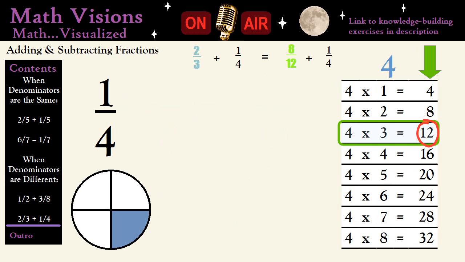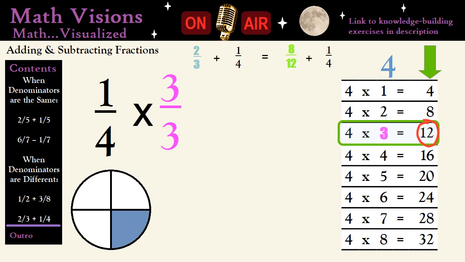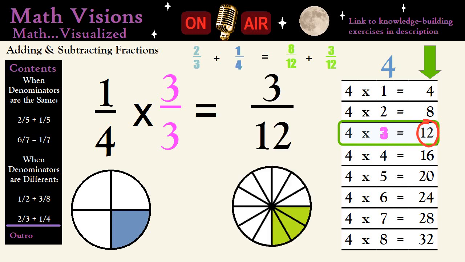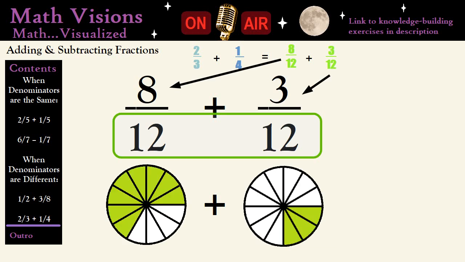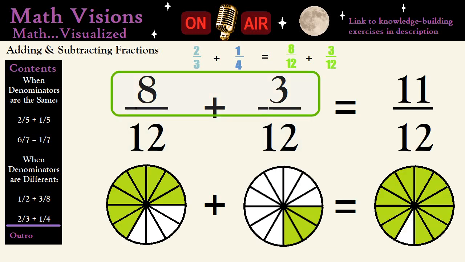We then convert the next fraction, 1/4, into 12ths. Since we had to multiply 4 by 3 to get 12, we multiply the numerator and denominator by 3 and get 3/12ths. Now, we rewrite our expression as 8/12ths plus 3/12ths and arrive at 11/12ths as our answer, since 8 plus 3 equals 11.